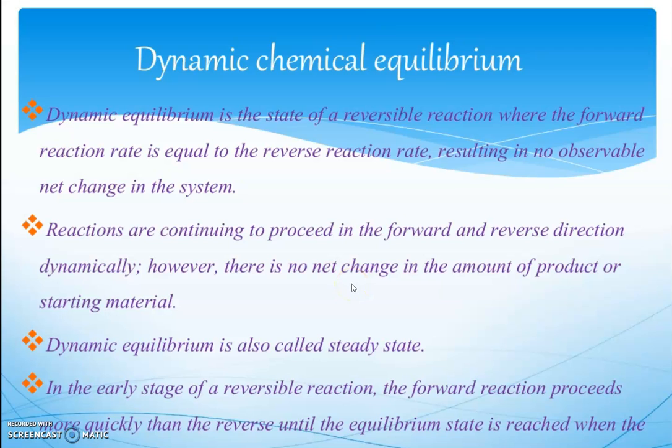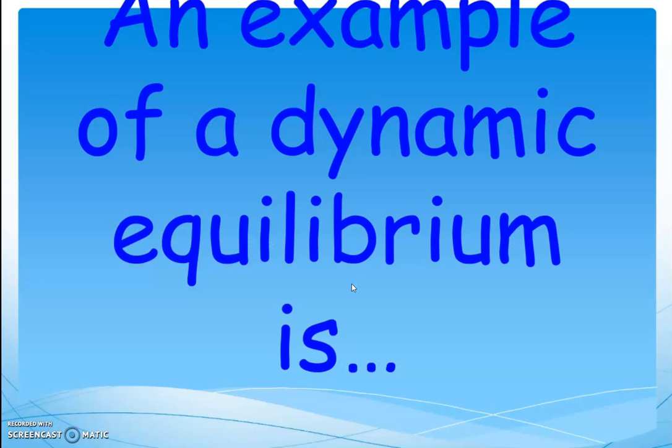There is no change in the starting material and the product. It is also known as steady state, where the forward process is equal to the backward process, and the amount of reactant stays constant as does the amount of product. So it is a steady state. In the early stages of a reversible reaction, the forward reaction proceeds first. Before reaching equilibrium, the backward reaction also happens, and after some time the equilibrium is attained.